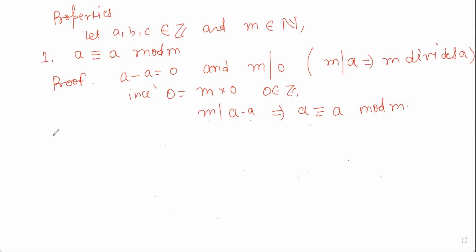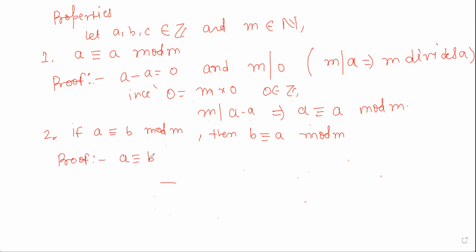Again, second property. If A and B are congruent modulo M, then B and A are congruent modulo M. Proof: A congruent to B mod M implies M divides A minus B.